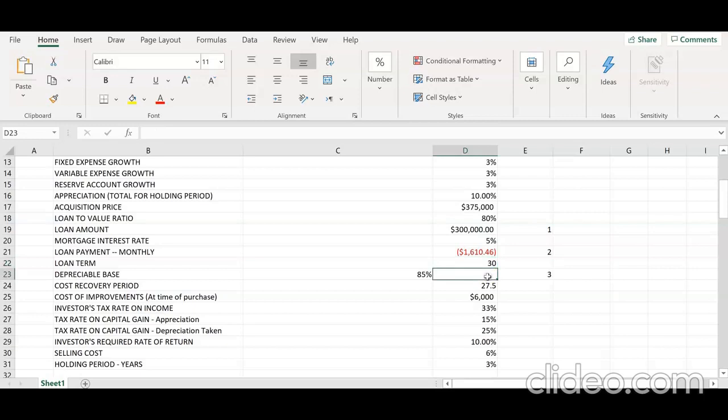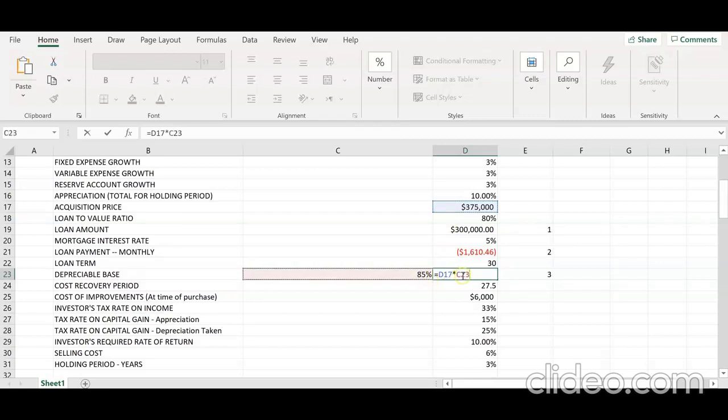After that, we're going to calculate the depreciable base, which is equal to the acquisition price multiplied by the depreciable base percentage.